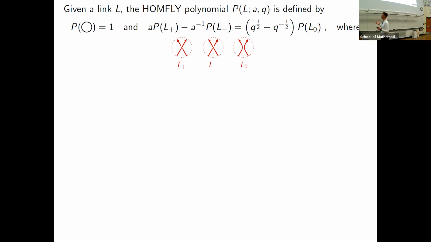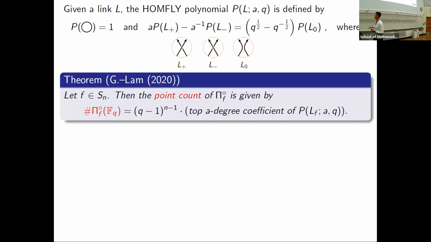One result that kind of started this whole project was that we noticed with Thomas that the point count of any open Positroid variety, up to a factor of q minus 1, is on the nose equal to the top A-degree coefficient of the HOMFLY polynomial of the corresponding link. That's the easy way to compute the point count, because the HOMFLY polynomial is already in Sage. So at least the point count for arbitrary permutations, we know from this theorem.